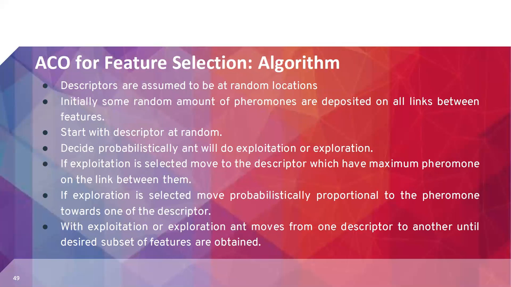Every ant selects a subset of attributes, starting with one attribute at a time and then moving from one attribute to another attribute, and some random amount of pheromone is deposited on all links between the attributes. It starts with a descriptor at random, decides probabilistically, and then does exploration and exploitation. If exploitation is selected, it moves to the descriptor which has the maximum pheromone on the link. Initially, some pheromone is deposited randomly, and if exploration is selected, it moves probabilistically, with a probability proportional to the pheromone, towards one of the descriptors. With exploration and exploitation, it moves from one descriptor to another until the desired subset of attributes is obtained.